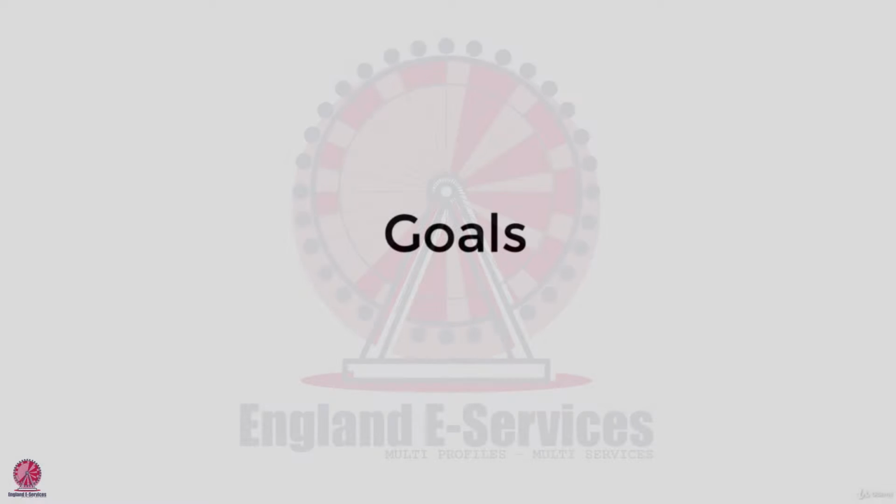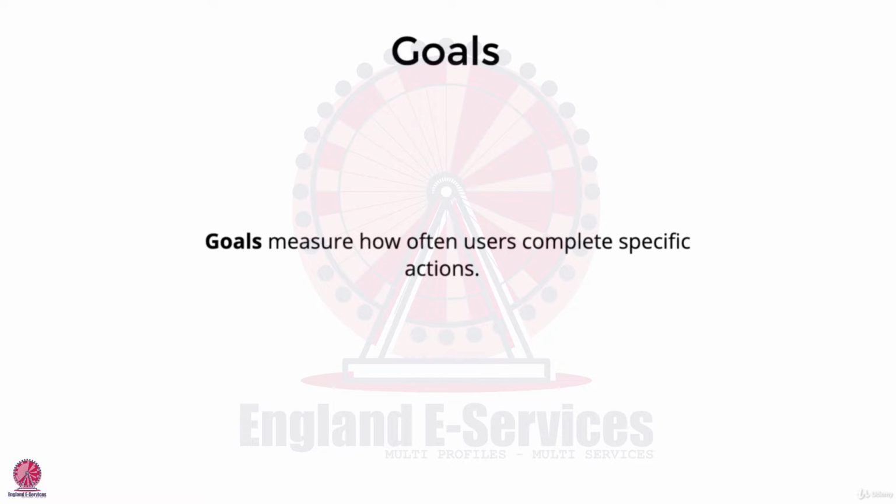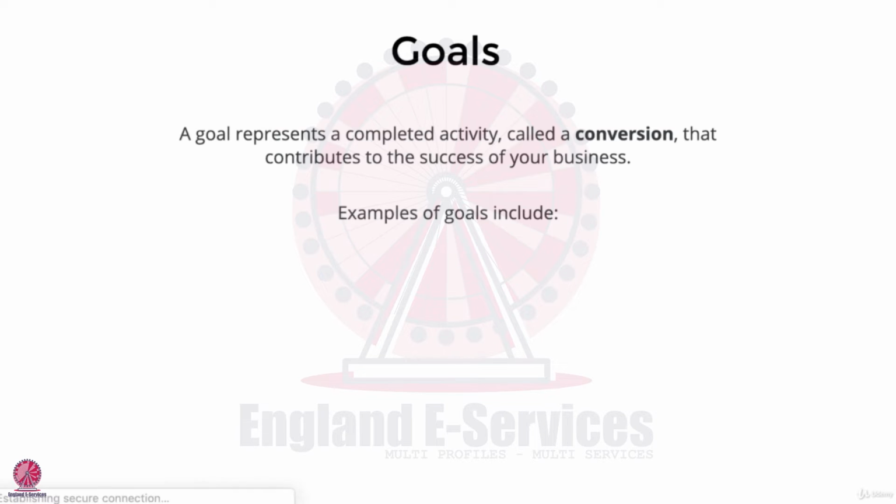In this video, you're going to learn how to set up goals in Google Analytics and why this is probably the most important step for you to complete when you are setting up a Google Analytics account. So goals measure how often users complete specific actions on your website or app. And a goal represents a completed activity called a conversion that contributes to the success of your business.